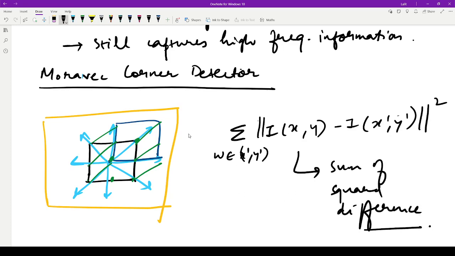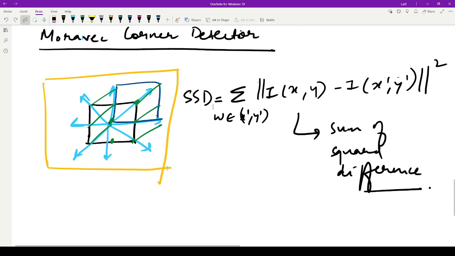If this SSD value is high, that means there is too much variation in that image, in that specific area around the given pixel. If there is way too much variation, it's a corner. And if it's not too much of an area which is varying, then it's not a corner, and the corner is not present. Of course, for this you have to threshold the value of SSD.